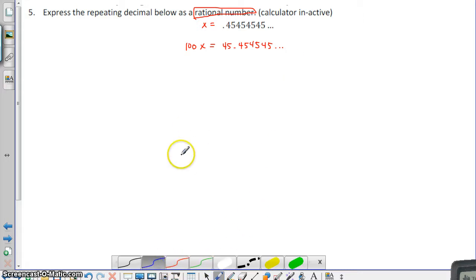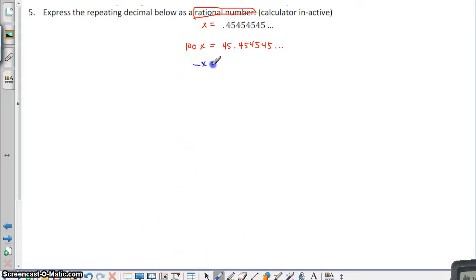Then what you do is you do minus x. So 100x minus x would actually give you minus 0.454545, and so on. Because you see how this minus x, if x is positive, minus x is minus that. So doing a little bit of the math, if I take 100x minus x, you get 99x. Then 45 point all this minus point all this cancels out all the decimals, and I have just 45.